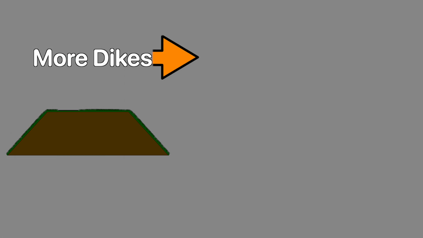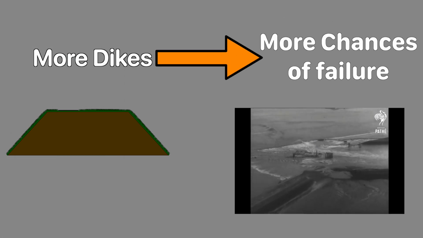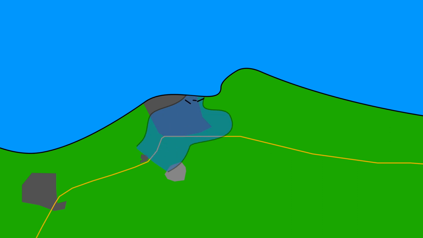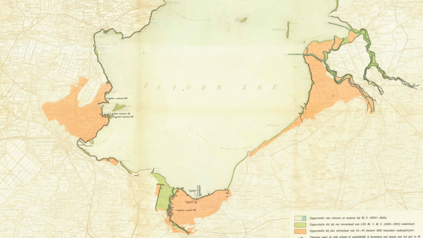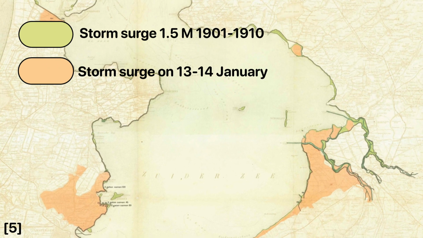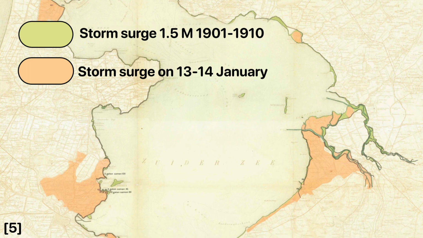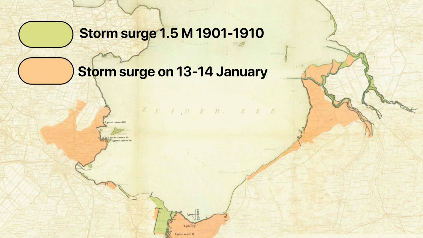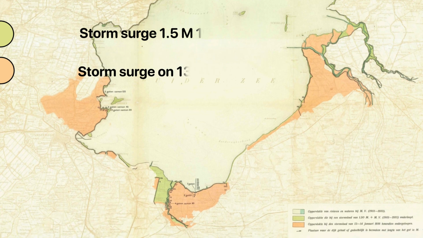The problem was that there were so many of them and they were vulnerable to flooding. When they did fail, which did happen by the way, it resulted in the deaths of lots of people and massive amounts of farmland lost. This all reached a climax in 1916, between the 13th and 14th of January, when a large storm triggered a massive storm surge, and the subsequent flooding resulted in a large segment of the coasts of the Zuiderzee getting flooded.